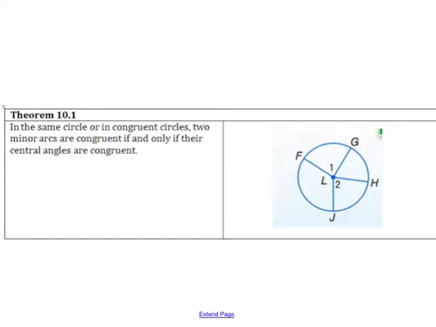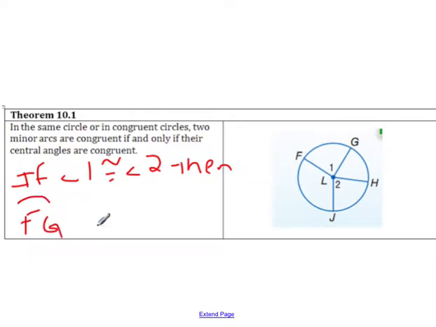Next, let's take a look at Theorem 10.1. In the same circle or in congruent circles, two minor arcs are congruent if and only if their central angles are congruent. So what does that mean? What we're saying here is that if we know that the measure of angle 1 is congruent to the measure of angle 2, then I can say that arc FG is congruent to arc JH. Okay, that's what that's telling us.